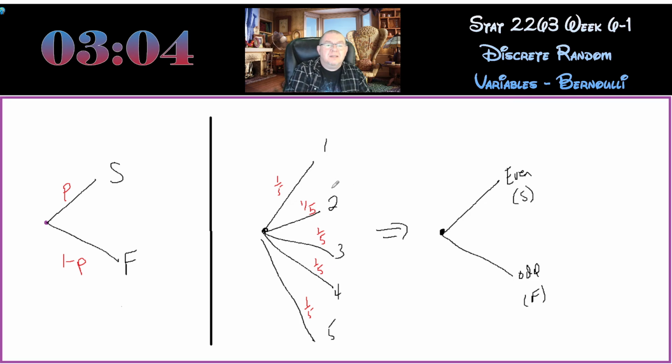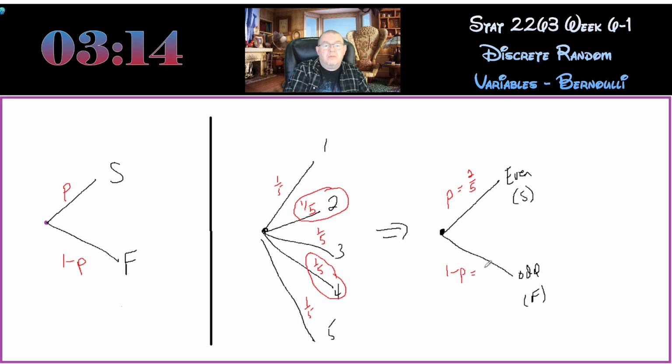So we'll call that a failure. And if we look at the success, 2 and 4 are successes. So our P would be 2 out of 5. And our fail, 1 minus P, is equal to 3 out of 5, both by counting and by mathematics. So this is a Bernoulli situation.